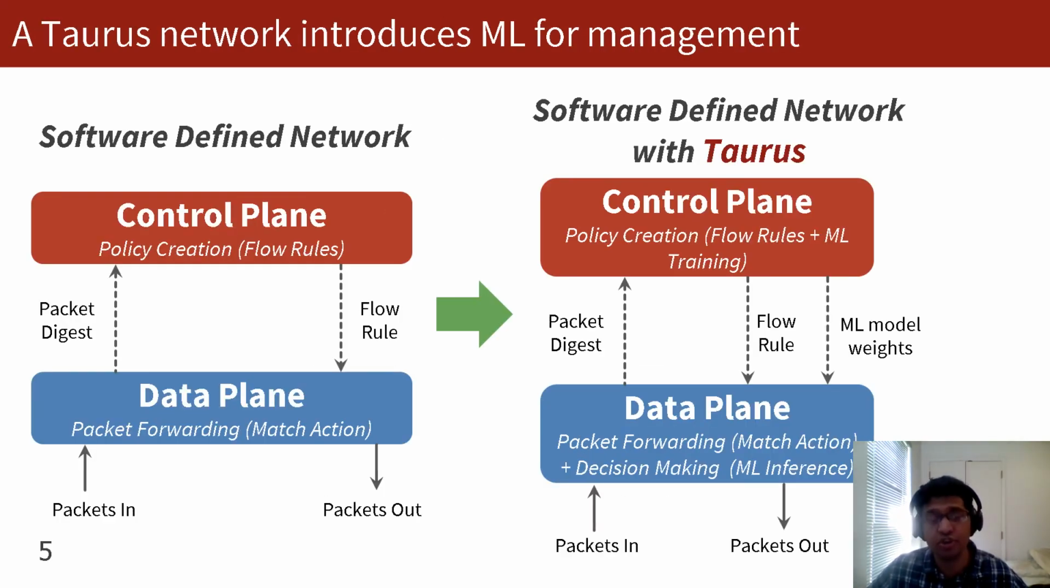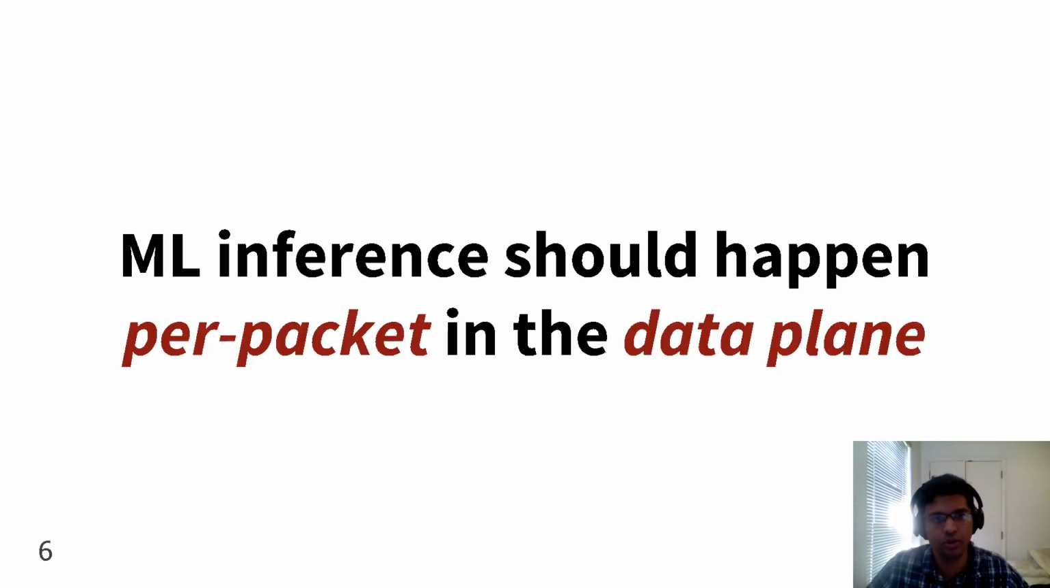Taurus introduces machine learning into the network by splitting ML training into the control plane and ML inference into the data plane. In a Taurus network, the control plane can create policies by training models in addition to flow rules, and installing the model weights into the data plane. One of the core tenets of Taurus is that ML inference should happen per packet in the network data plane. And to see why, let's take a look at a quick example.